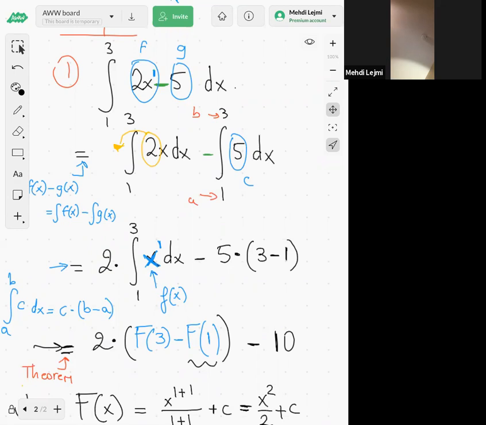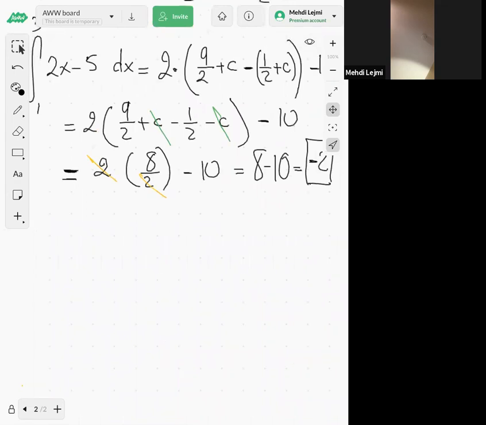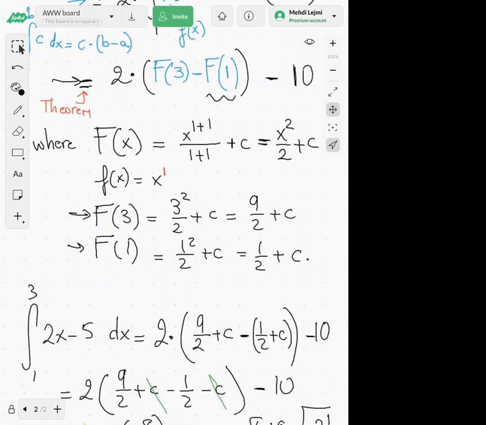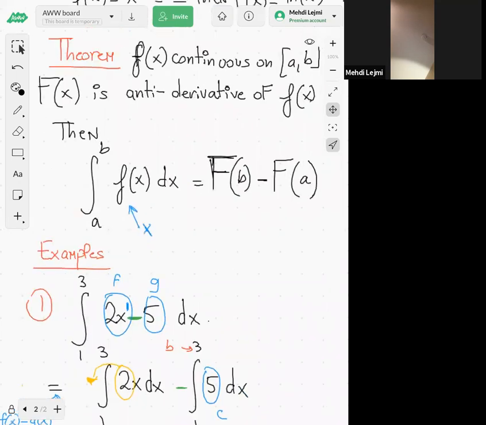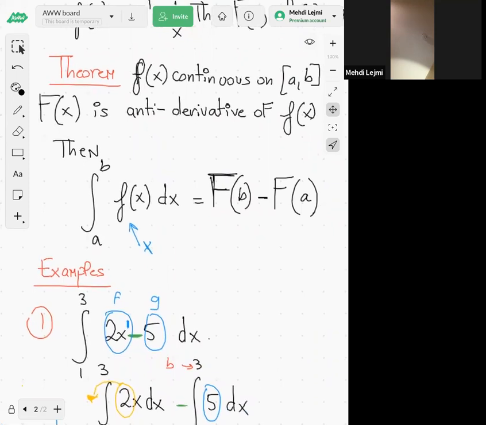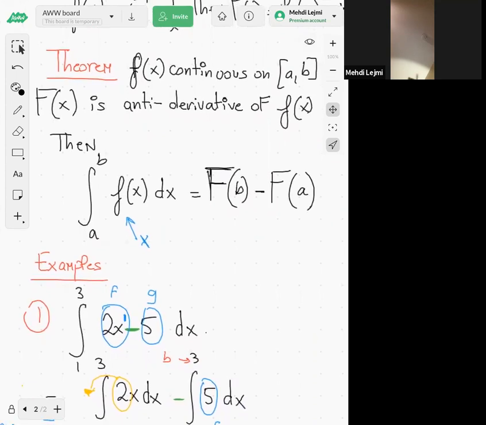Okay, let's have more examples. Let me do one more example, and then I'm going to give you an exercise. Professor? Yes. Can I see the theorem? The theorem? Yeah, sure. Here's the theorem. So you have this function lowercase f, and this capital F is supposed to be the integral or the antiderivative. Then the integral of f from a to b is the difference between your antiderivative at b and the antiderivative at a. Okay, thank you.